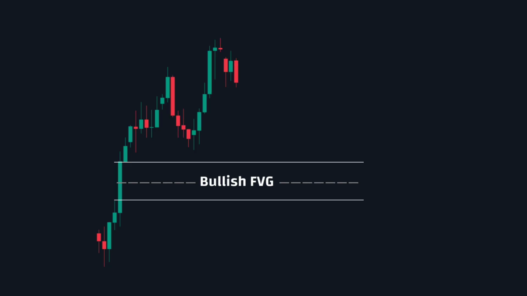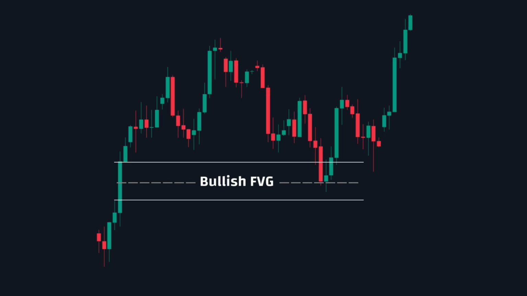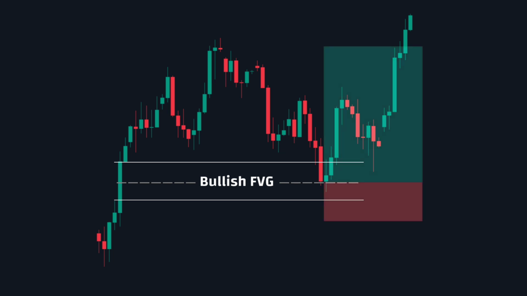Fair value gaps are marked because they reveal where strong execution occurred. They highlight price levels where large participation entered the market. When price revisits these areas, reactions frequently occur because orders are still being worked or mitigated. These reactions create potential trading opportunities, but only when the gap is used in the correct context.